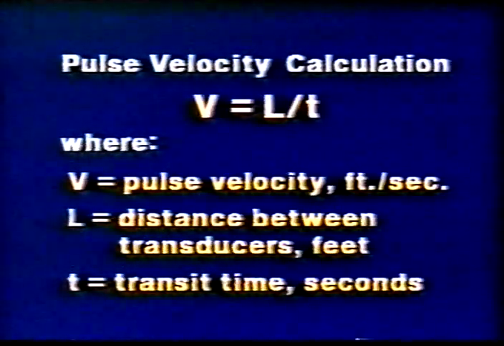Pulse velocity is calculated by dividing the travel distance between transducers by the transit time. The electronically measured transit time is generally displayed in units of microseconds, millionths of a second. Pulse velocity is generally expressed in feet per second. For concrete, pulse velocity is commonly within the range of 12,000 to 15,000 feet per second.